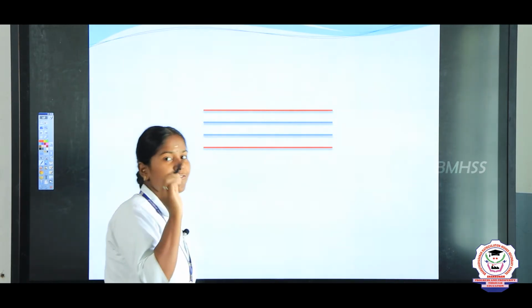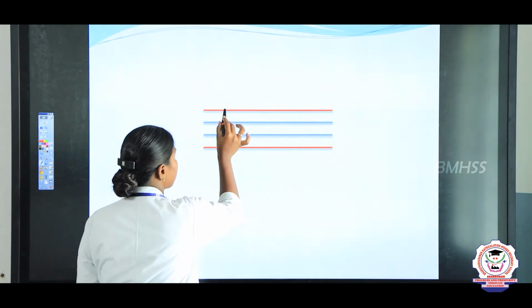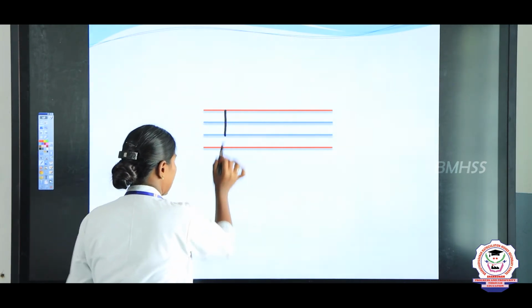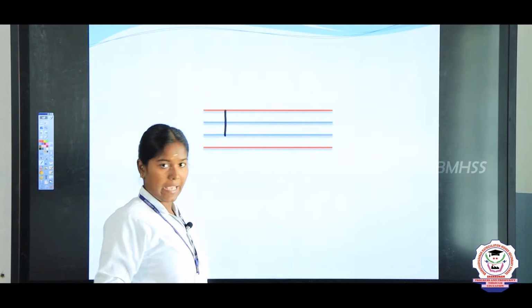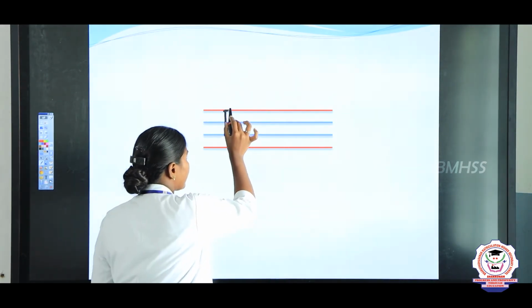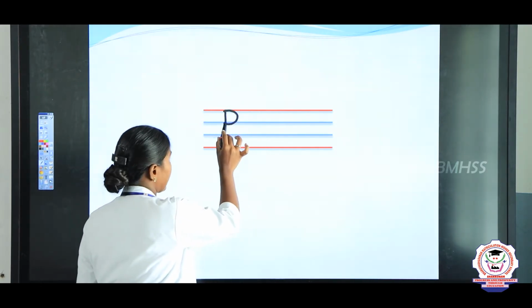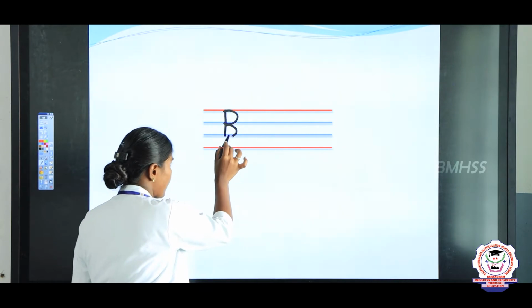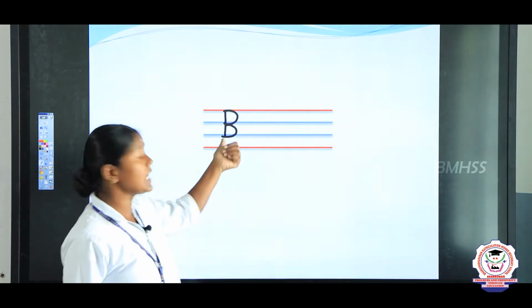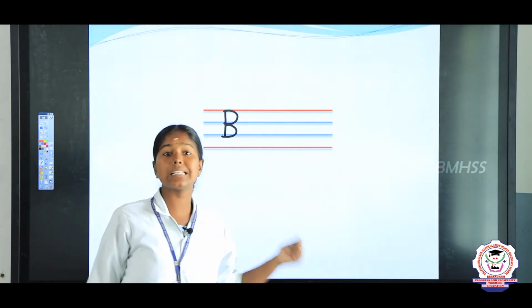First letter of bat is B. Shall we write? Touch the top pink line and draw one standing line till the bottom blue line. This is a standing line. And from the top pink line, draw one left open curve and finish it with the standing line. And from there, again draw one left open curve and finish it with the bottom blue line. This is the letter B. What letter is this? B.